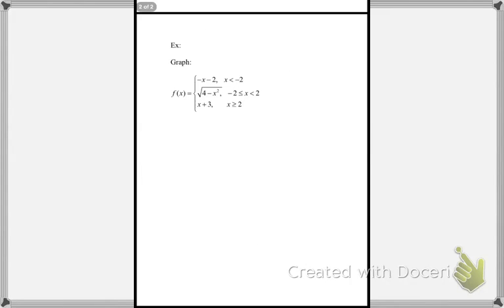So let's try another example. We're going to start again. We have 3 functions. We're going to label them 1, 2, 3. And we're going to talk about their restricted domains.